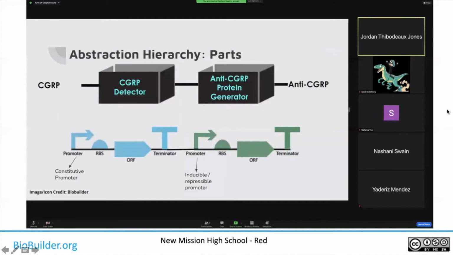And as for our parts, we will have a constitutive promoter. So this promoter will be unregulated in order to make the effects long-lasting. We'll also have an inducible promoter to turn on only when there's too much CGRP, and a ribosomal binding site in order for the proteins to start translation.